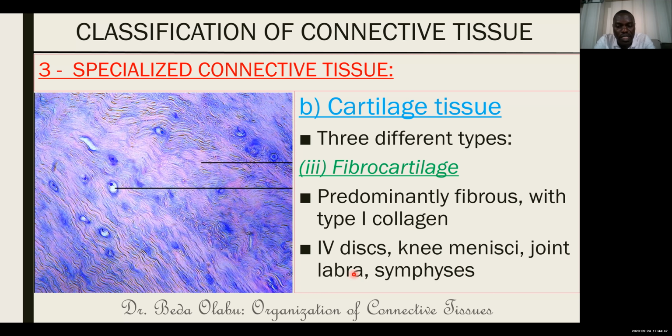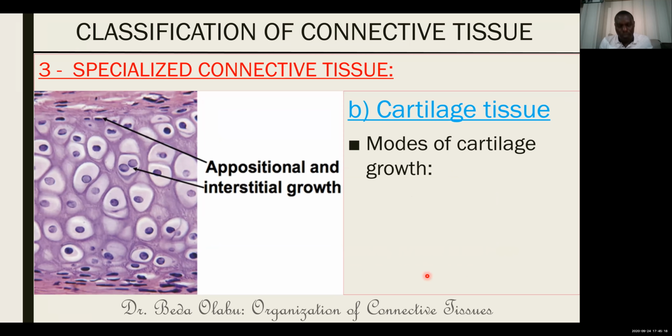And finally, we find this type of cartilage where we have a symphysis. A symphysis is a type of joint. A good example is pubic symphysis. There are other symphysial joints in the body. They contain fibrocartilage. So I've taken you through the characteristics of cartilage and the different types of cartilage, including where they are found.